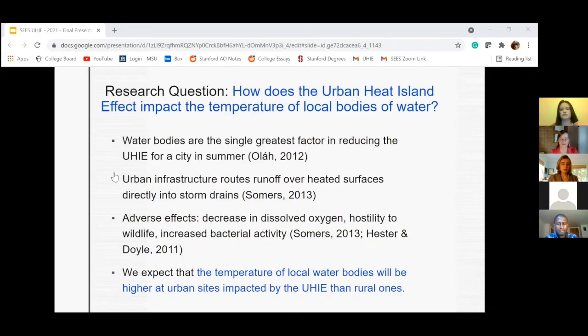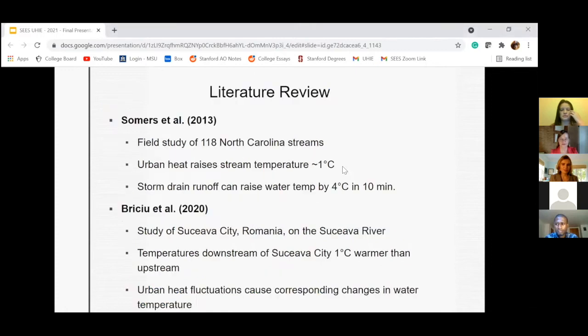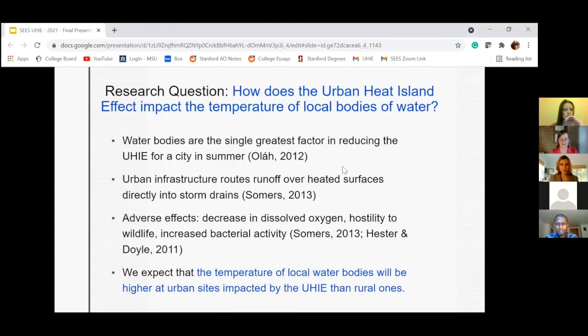So our research question was, how does the urban heat island effect impact the temperature of local bodies of water? We had a few reasons for asking this research question. Number 1, water bodies cool off cities in the summer, reducing the urban heat island effect. So we wondered if cities heat up water bodies in return. After all, that heat must go somewhere.